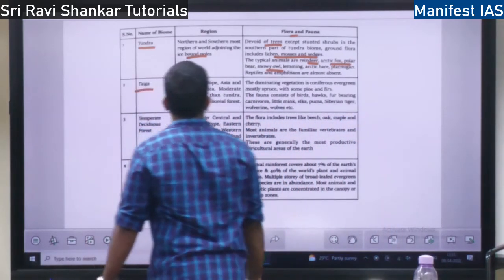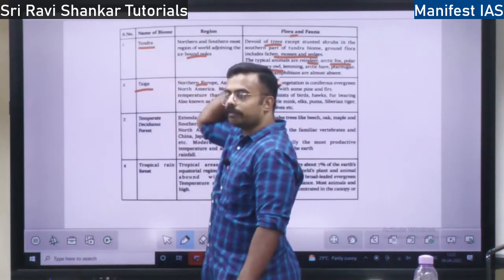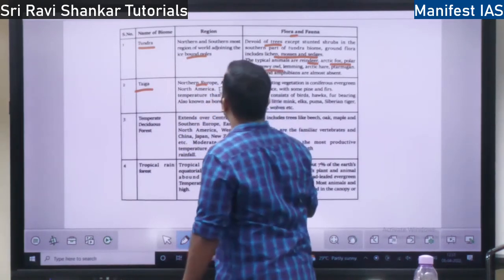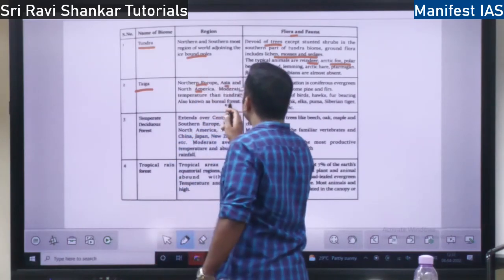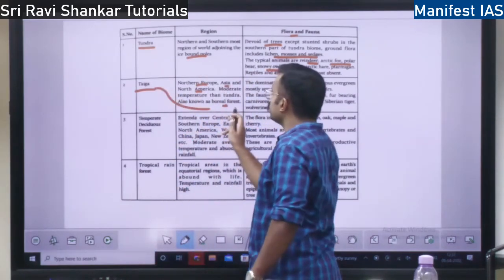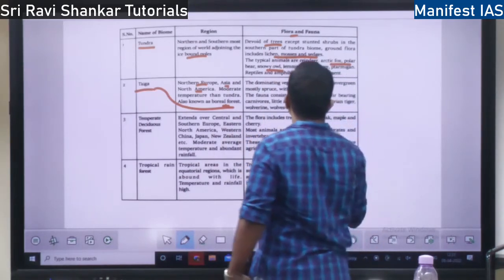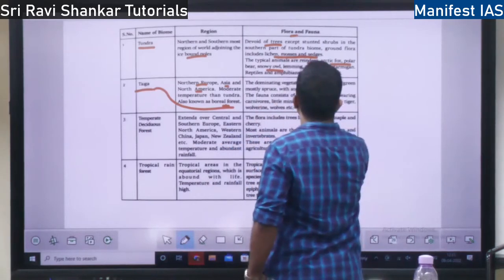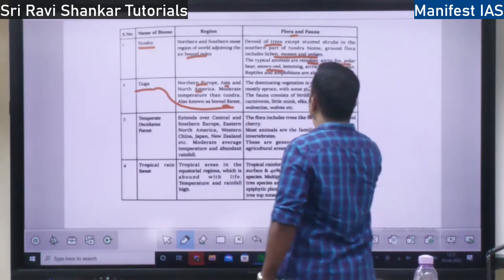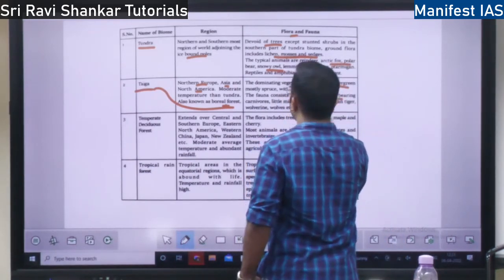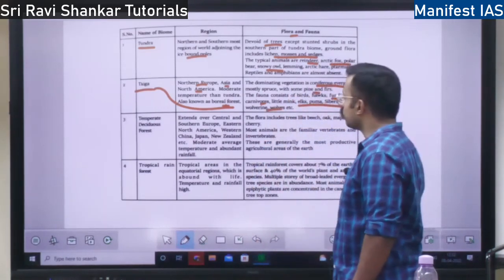Then the taiga biome. The taiga biome is in northern Europe, that is just a little bit down from the polar biome or the tundra biome. Taiga is in northern Asia, northern Europe, northern America, all these areas. So this taiga is also known as boreal forest. Very important: boreal and taiga, taiga is boreal. So what is the vegetation? You will find coniferous trees, right? Pine, firs. Fauna: fur bearing, carnivorous, mink, elk, puma, Siberian tiger, wolverine, wolves, all these things.